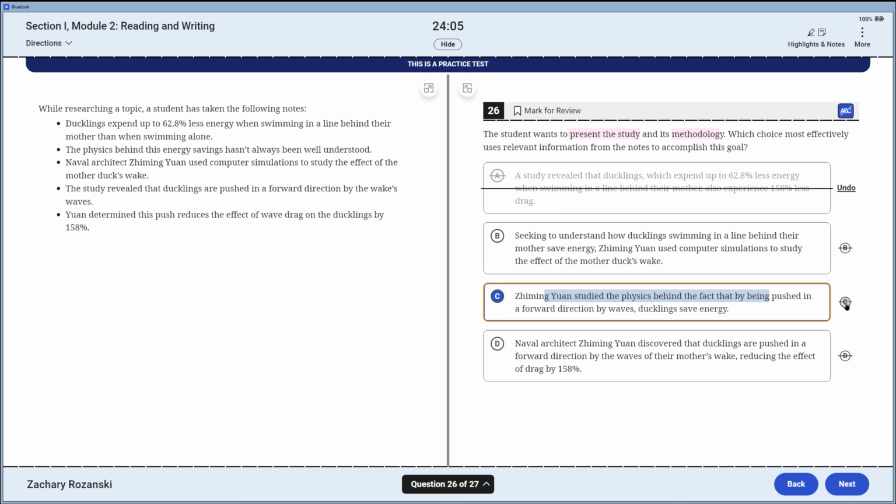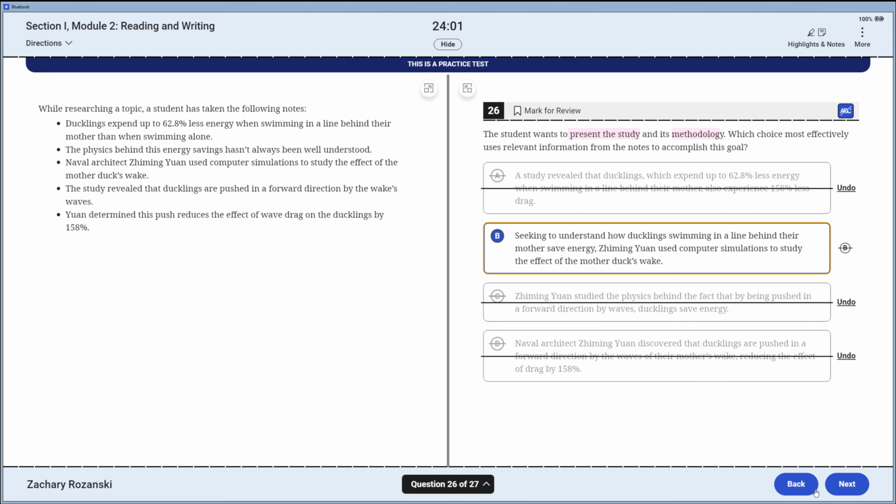I don't know what this is, but this doesn't have methodology. Then when I read this, I push forward. This seems to be some part of the result. B has to be my answer.